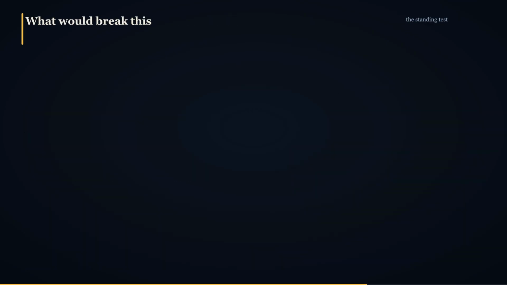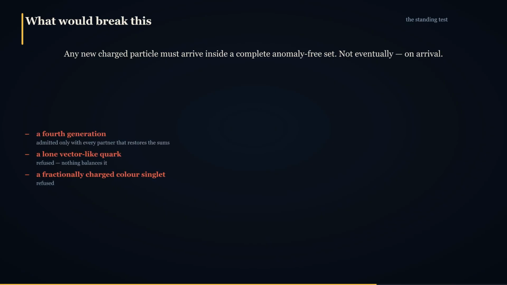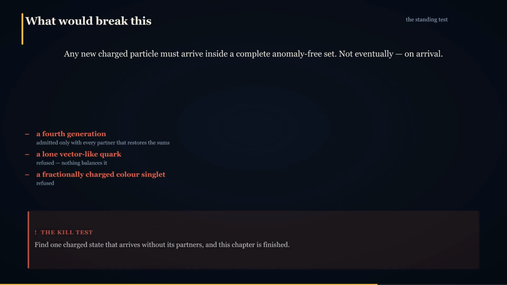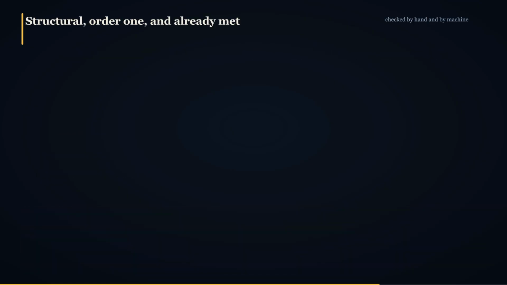So what would break this? The standing prediction is strict, and it applies to every future discovery. Any new charged particle must arrive inside a complete anomaly free set, not eventually, on arrival. A 4th generation, a single vector-like quark, a fractionally charged color singlet, each is forbidden unless it comes with the partners that put the sums back to 0. Find one that does not, and this chapter is finished. Notice what kind of prediction that is.